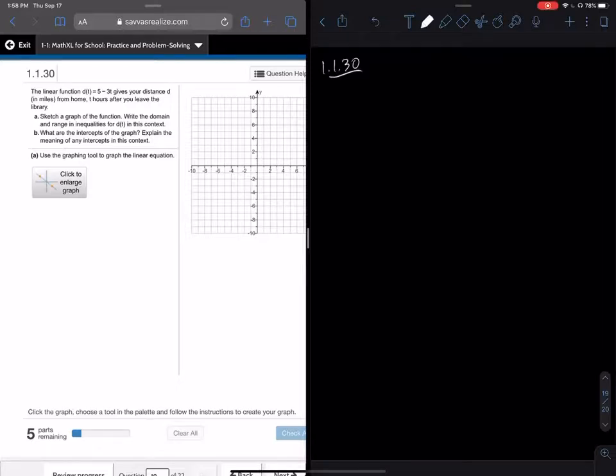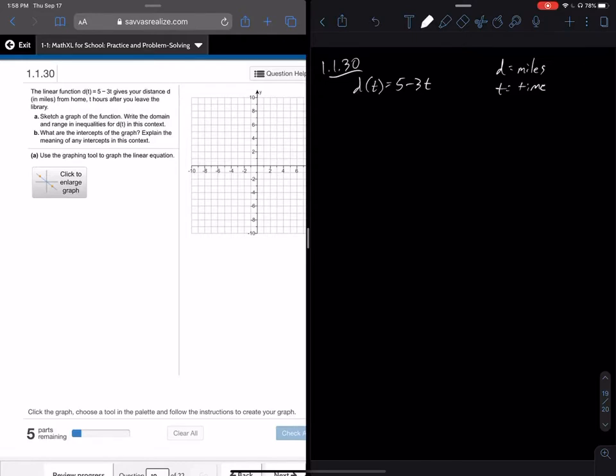In problem 1.1.30, we're told the linear function d of t is equal to 5 minus 3t. So I have d of t is equal to 5 minus 3t. It gives your distance d in miles. So d is equal to miles, and t is equal to the time. All right, so t hours after you leave the library. We want to sketch a graph of the function, write the domain and range and inequalities for d of t in this context.